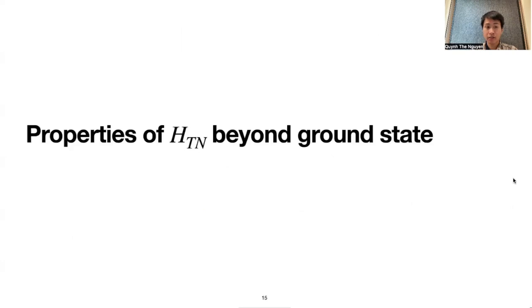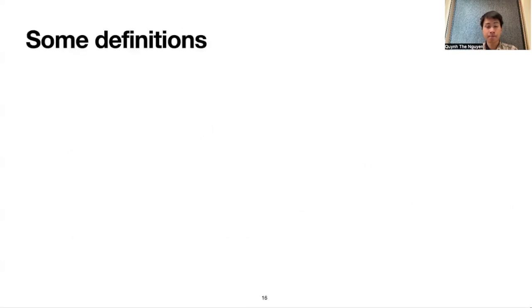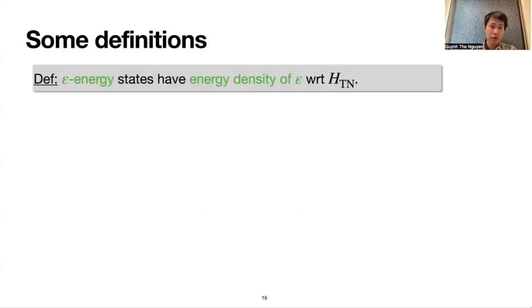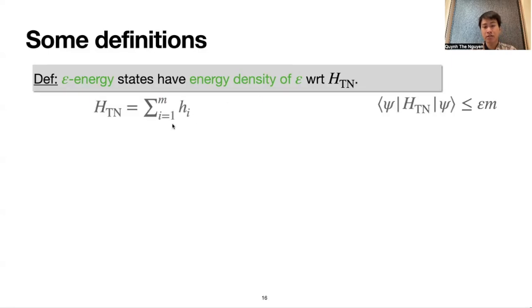Next, I'll talk about the properties of the tensor network Hamiltonian beyond the ground state. And this is where we think that it could be useful for quantum PCP. We first need to give some definitions. Epsilon energy states mean the states that have energy density epsilon with respect to the Hamiltonian.